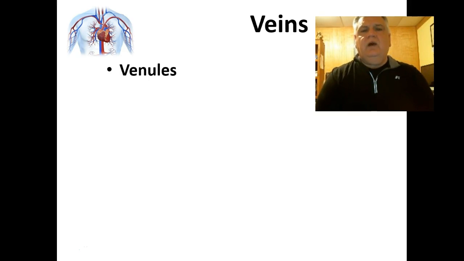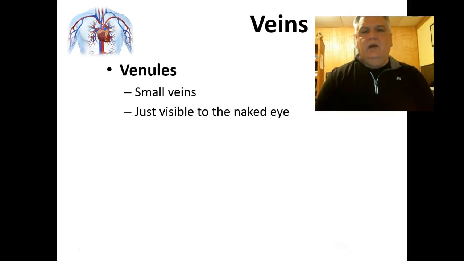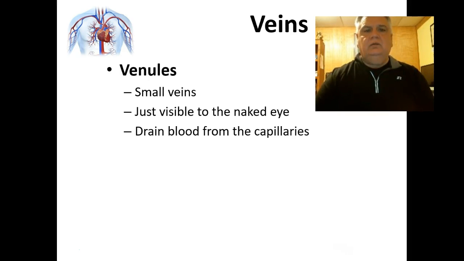Well, the same thing is going to happen with veins. So the capillary beds are going to come back together to form the tiniest of the veins that are just barely visible to the naked eye. These are referred to as the venules now. So venules are akin to the arterioles. The venules then will drain blood from the capillaries.